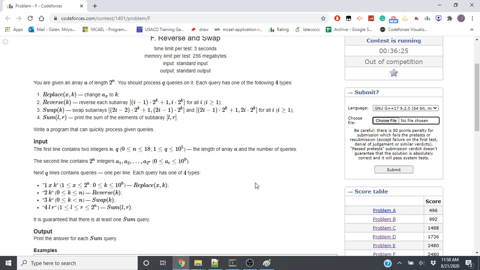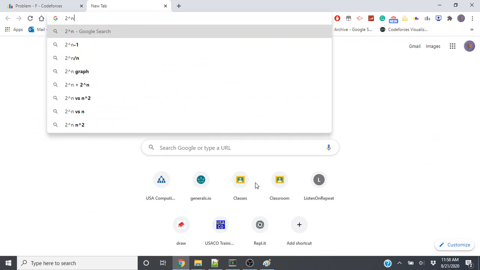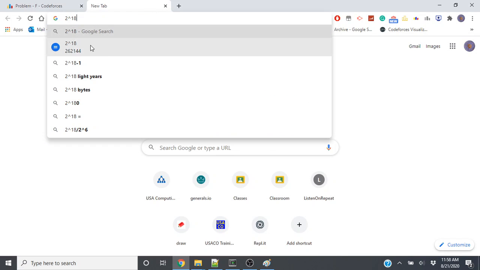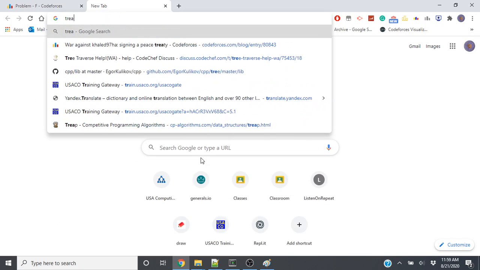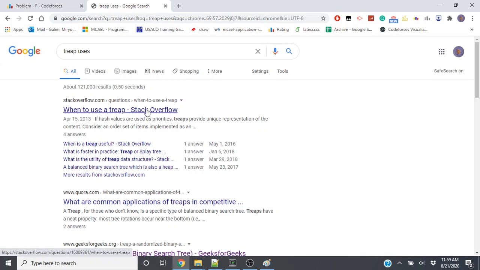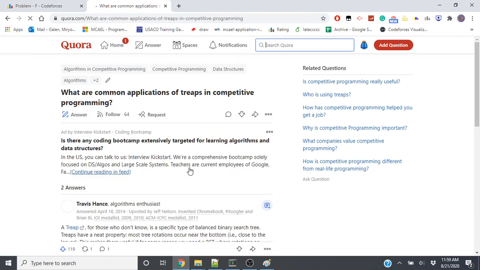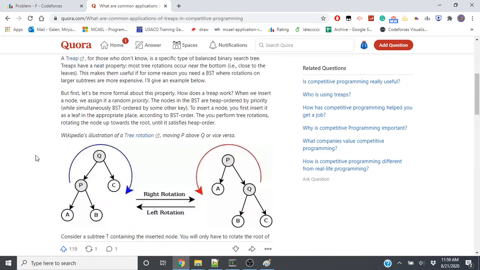Okay, let's do something now. You're given an array of length 2 to the n. I know from a USACO problem that 2 to the 18th is 262,000, so that's a big number. What? Replace x. Okay, change x to k. Really? Okay. Treap uses. I think this is just straight up a treap problem.